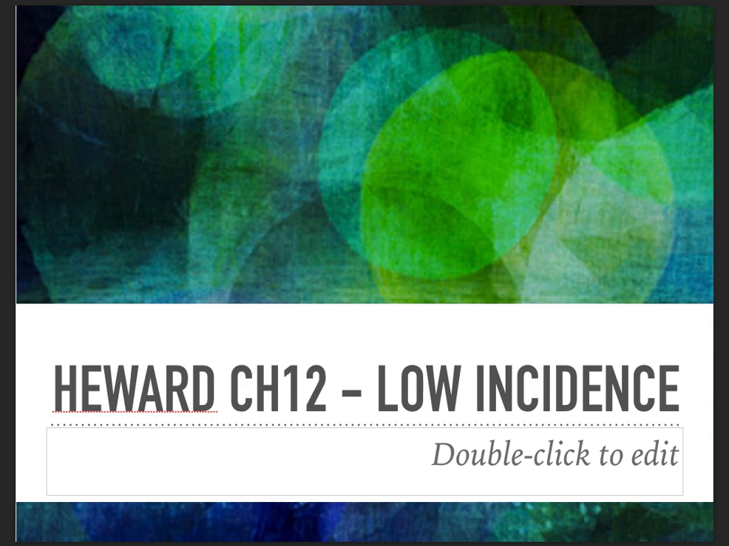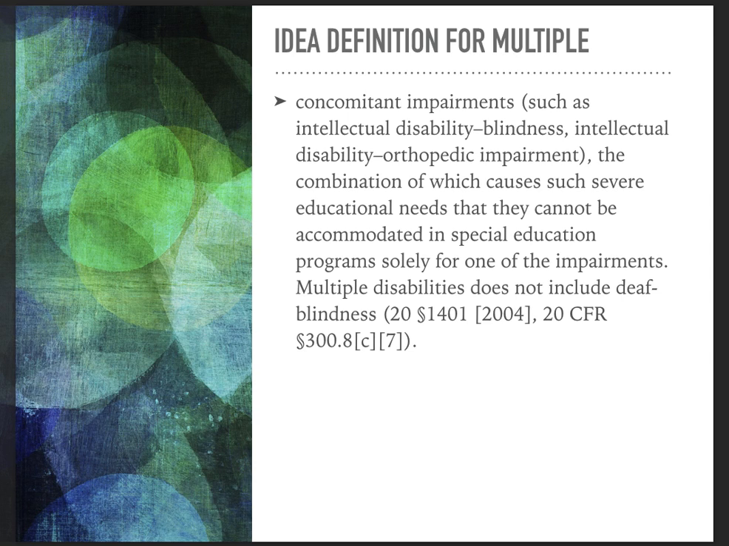So as I said, the chapter is going to cover low incidence disabilities. We cover severe, profound, and multiple disabilities. And each of those are different specific legal terms, and they do have very distinct meanings, especially multiple. So we can start first with the idea of multiple disabilities.